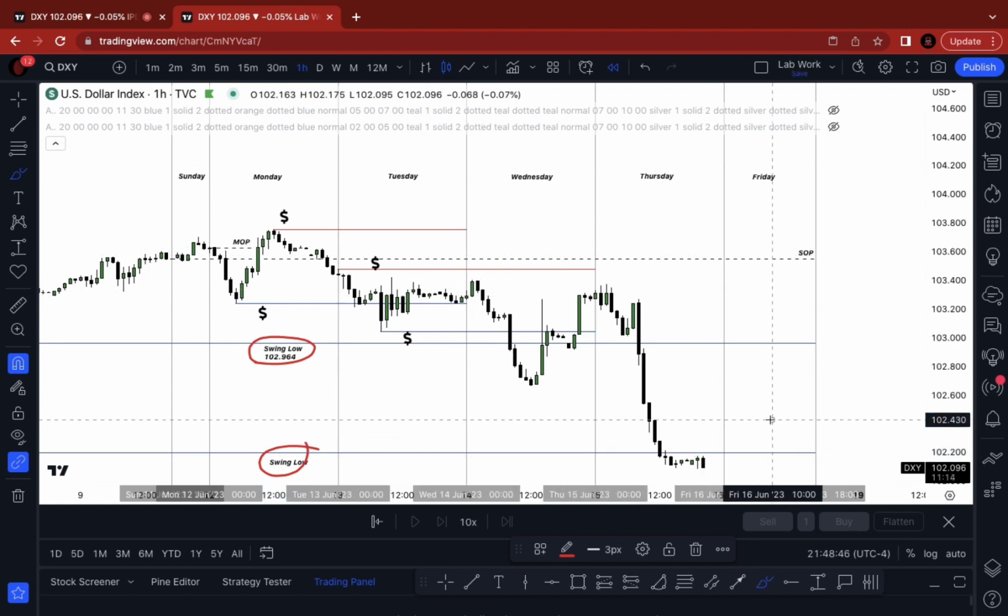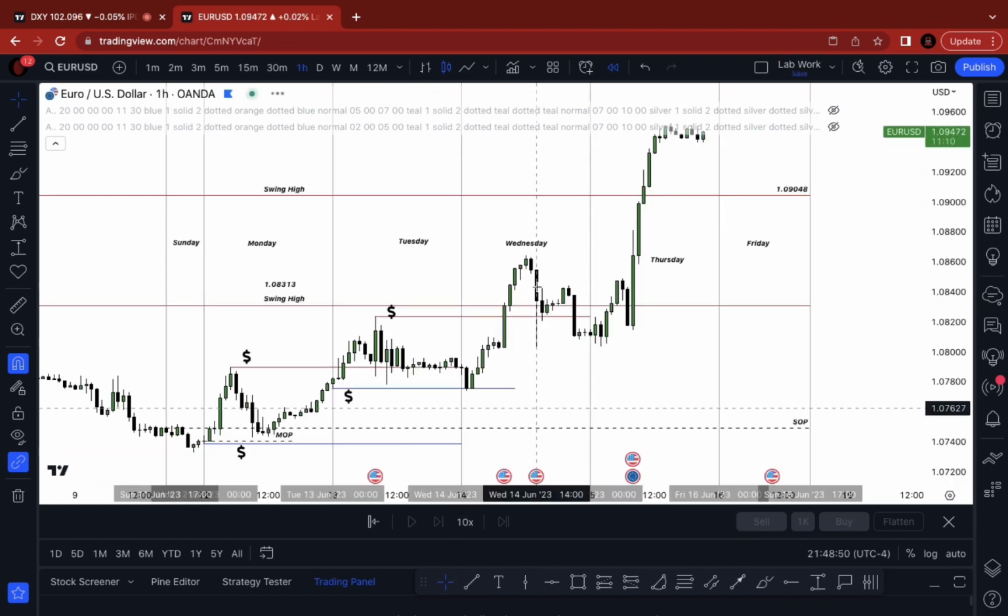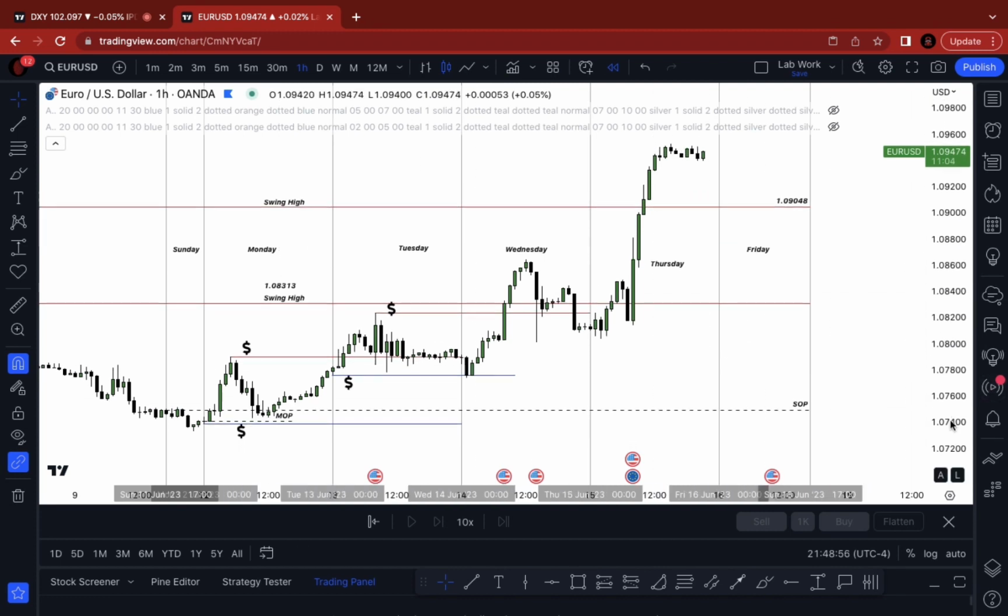Right. Vice versa. If we were to look at Euro, we can see here, price takes out that first swing high and that second swing high here. We can see here, Sunday is actually the low of the week. So normally not an ideal scenario. Either want it to be Monday, Tuesday, or Wednesday. When bullish, these days should be making the low of the week. And as you can see, price continues to target higher.